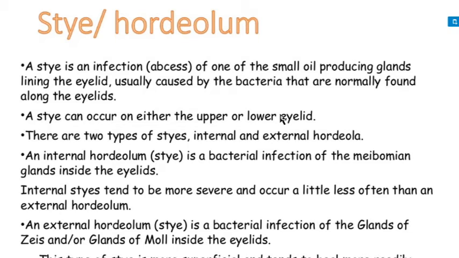The internal hordeolum, which is known as stye, is a bacterial infection of basically Meibomian glands inside the eyelids. So the internal stye tends to be more severe and occur less often than the external hordeolum, right? So the external hordeolum is a bacterial infection of the glands of Zeiss or Moll, at the edge of the eyelid. So you need to know the difference between the internal and the external hordeolum, right? So one is the infection of the Meibomian glands and the other is the infection of the Zeiss gland. So this type of stye is more superficial and tends to heal more readily, right?